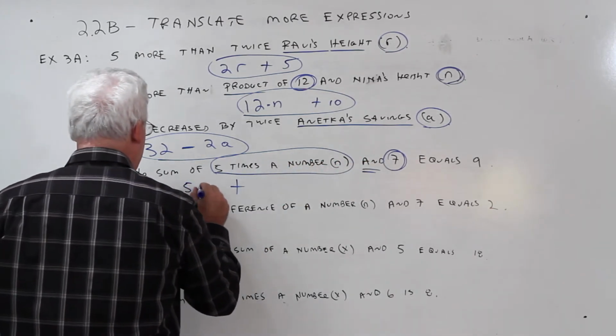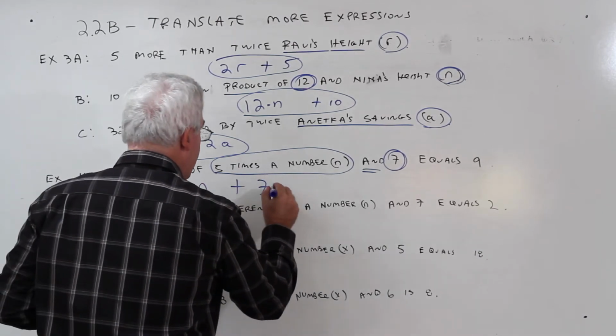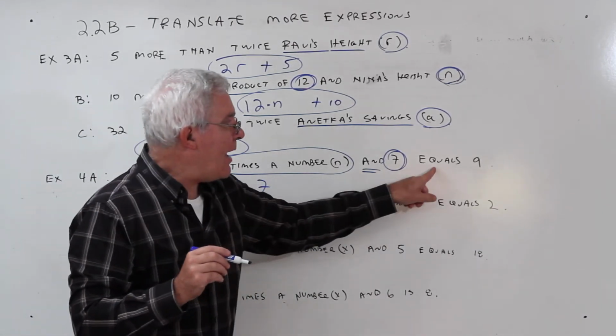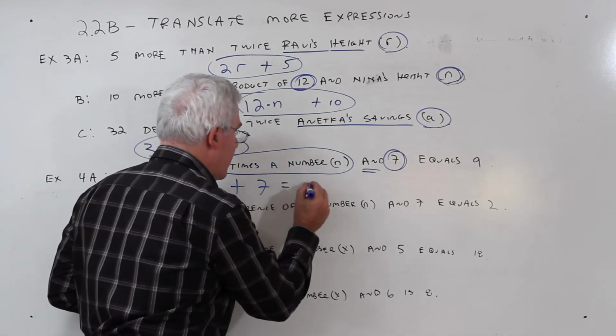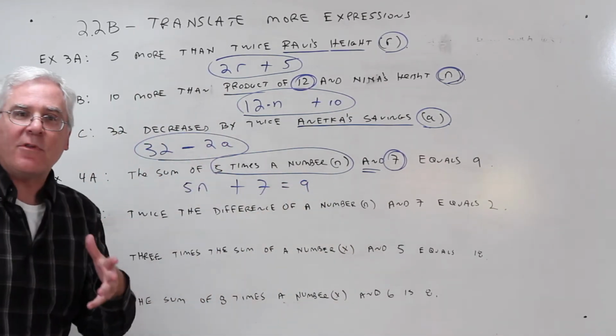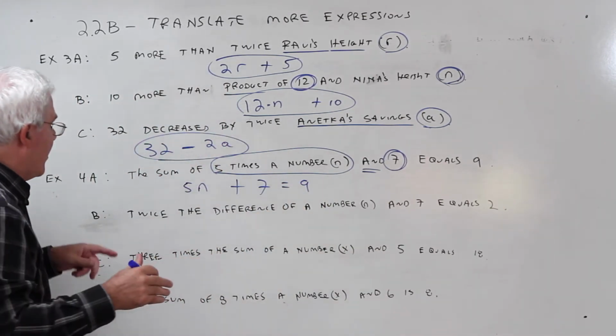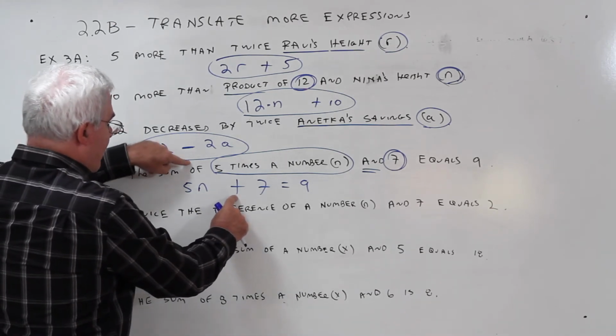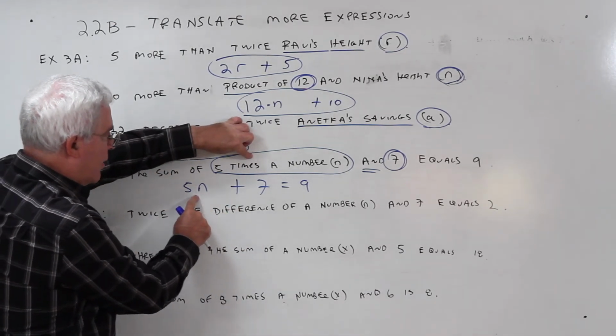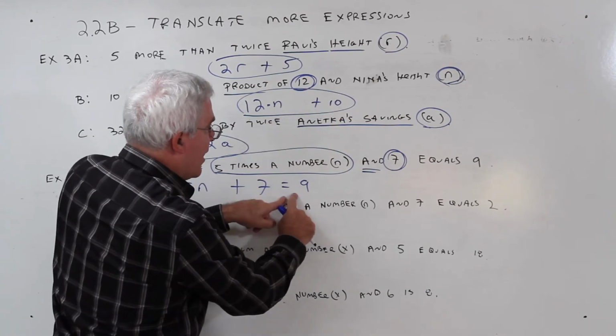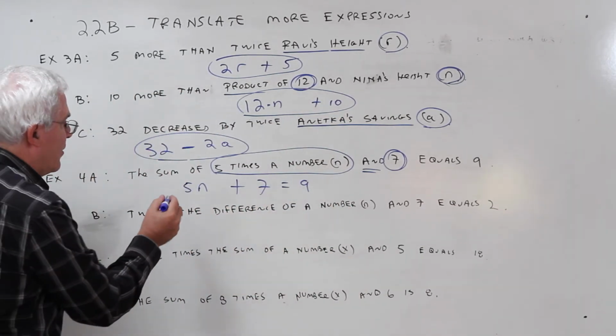5n plus 7 equals 9. And sometimes to do a check, I like to just take a look at it. The sum of 5 times the number n and 7 equals 9. Looking good.